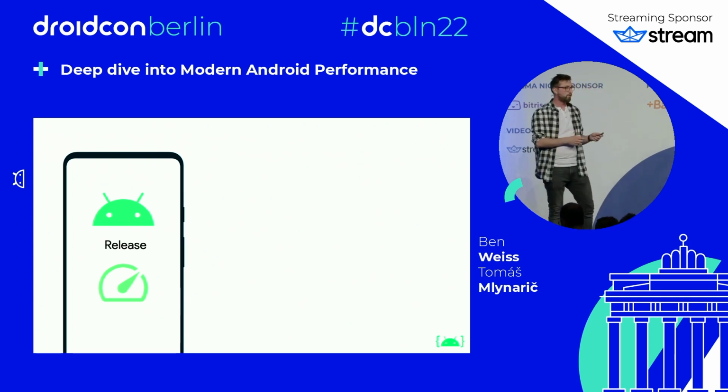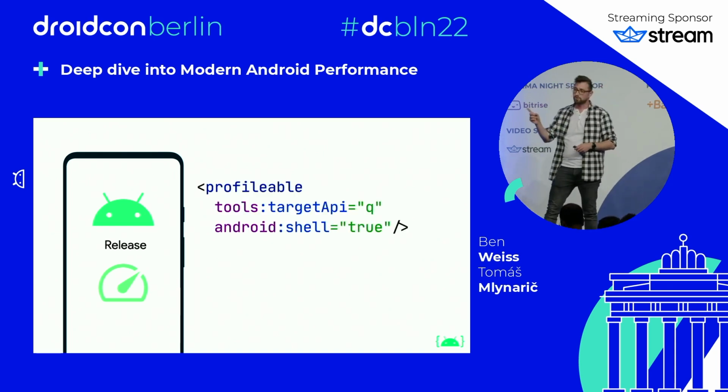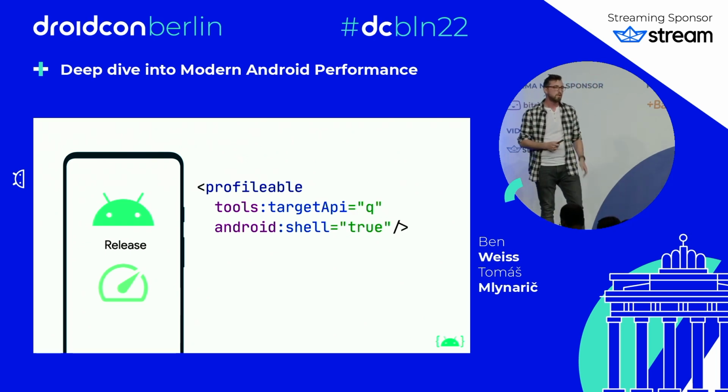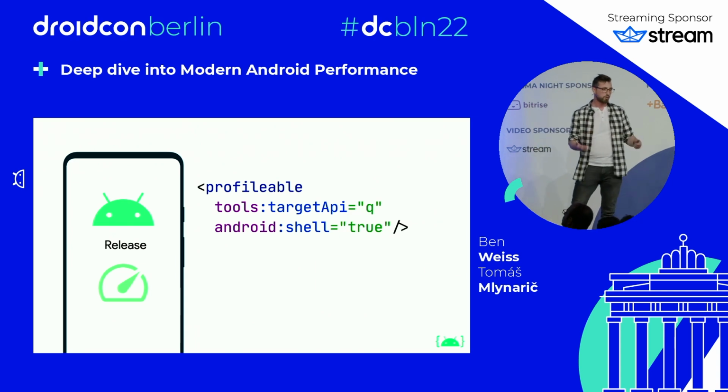But as I was saying before, since you want to verify it in release, not debuggable mode, it's not possible by default. For that, you need to use the profileable tag in your Android manifest. This tag is available since Android Q, and it allows you to measure the performance and attach some of the profilers to your application while doing release.